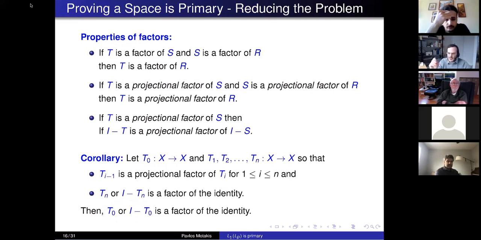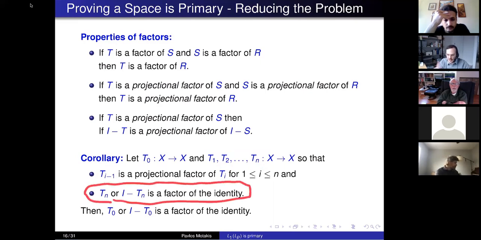Okay, so the corollary says, if I start with a T0, and then I have a finite sequence of operators, T1 to Tn, and each guy in the sequence, starting with T0 all the way to the end, is a projectional factor of the next guy. This is one thing I know. And the second thing I know is that only for the very last guy, Tn, or the identity minus Tn, I can only say it for the last guy, is a factor of the identity. Let's assume I can say these things. Then T0 or I minus T0 is a factor of the identity.